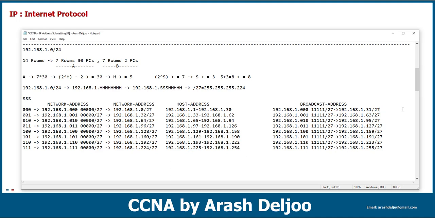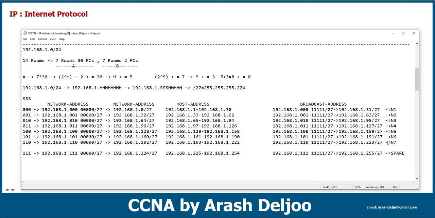Because of that, we can use this network for room 1, R1. This is for network 1. Let me write here network 1. This is for network 2. This is, for example, network 3. And this range, this network, is for network 4. And here we have another network for network 5. Here we have another network for network 6. Here we have another network for network 7. And this is the spare range, okay?